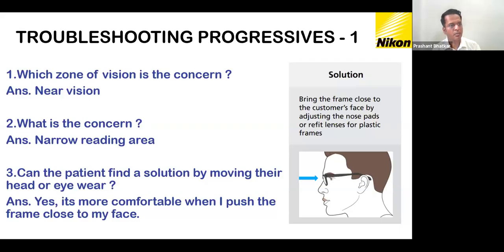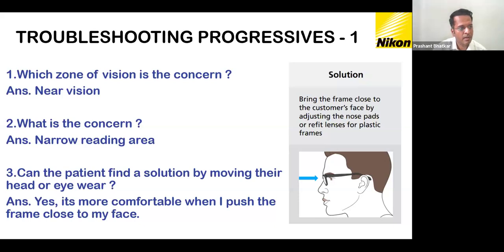The other thing is also possible that sometimes he's wearing a much better design of progressive addition lens in his old glasses, and what he's purchased from you is a very basic design. So he's comparing his experience with the earlier design, and now he's not happy with this. So there could be multiple reasons, but in this particular case, because he suggested that if I take it closer, things are better, the simplest way is to reduce the vertex distance.